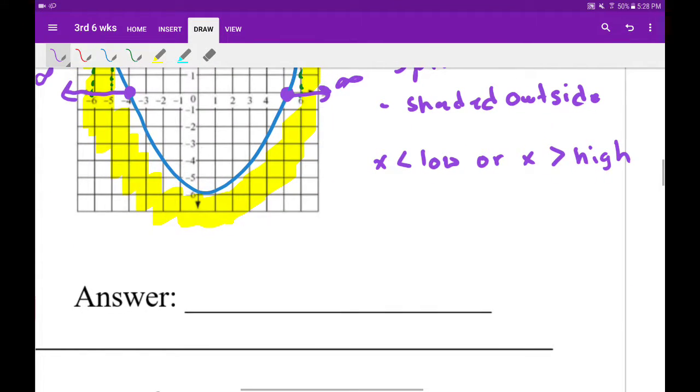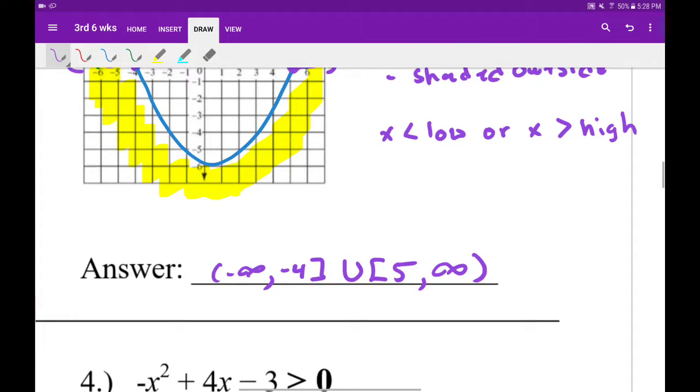Okay, so as far as interval notation, we got -infinity to -4 bracket because it's a solid parabola now. Union, and then we have 5 with a bracket as well, all the way to infinity. Of course, infinities are always parentheses. And then following the template, our low number is -4. So x is less than our low number, or x is greater than our high number, which is 5.